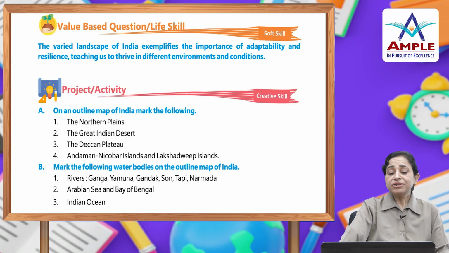Value based question. Life skill. The varied landscape of India exemplifies the importance of adaptability and resilience, teaching us to thrive in different environments and conditions. Project activity. On an outline map of India, mark the following.